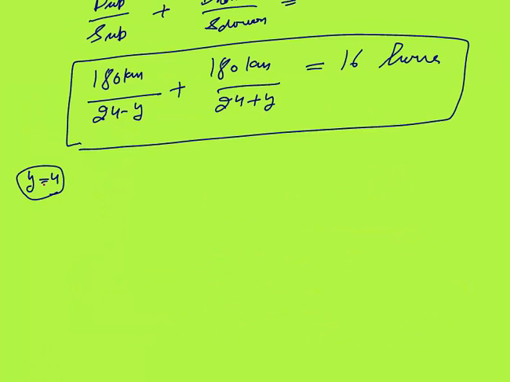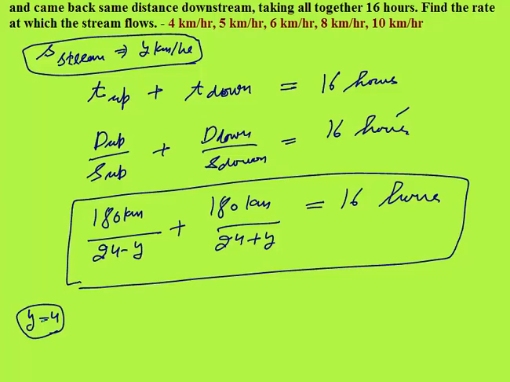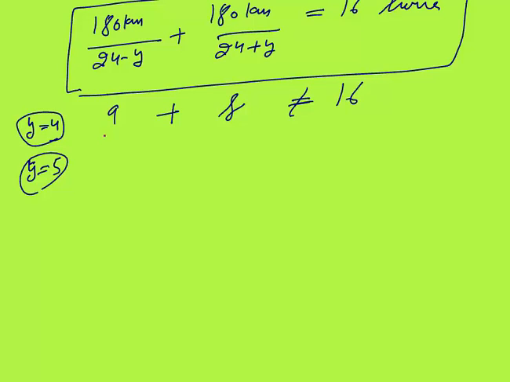If y is equal to 4, first option I am trying. 180 upon 24 minus 4, 20, that is 9 hours, plus 180 upon 24 plus 4, 28. 180 by 28 is a fraction, so this will not be equal to 16 hours. Second option, I will try 5. If y is 5, 24 minus 5 is 19, 180 by 19, 180 by 29. This will not be equal to 16.